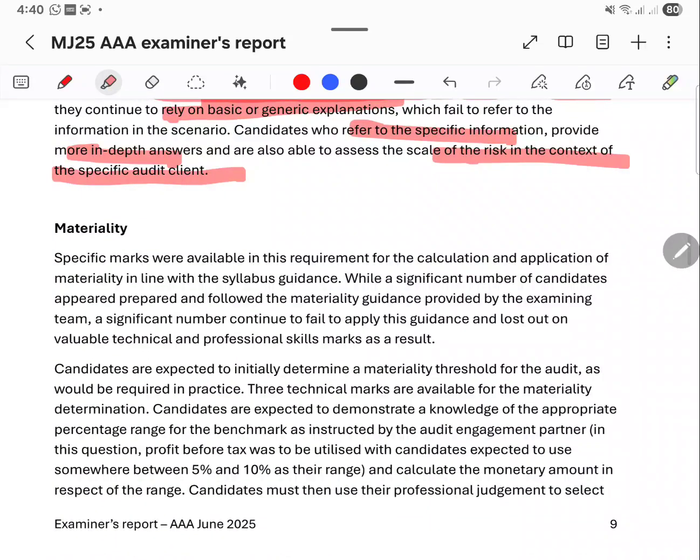Now, materiality. Specific marks were available in this requirement for the calculation and application of materiality in line with the syllabus guidance. While a significant number of candidates appeared prepared and followed the materiality guidance provided by the examination team, a significant number continue to fail to apply guidance and lose out on evaluate technical and professional skill marks.